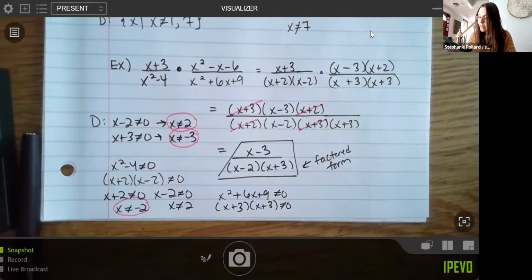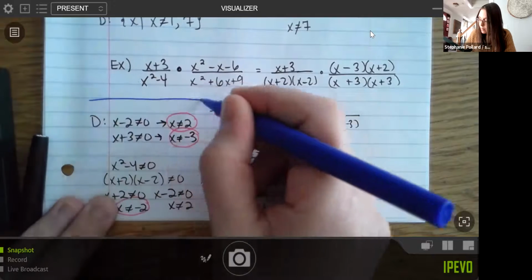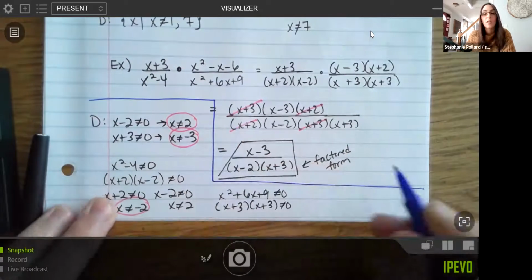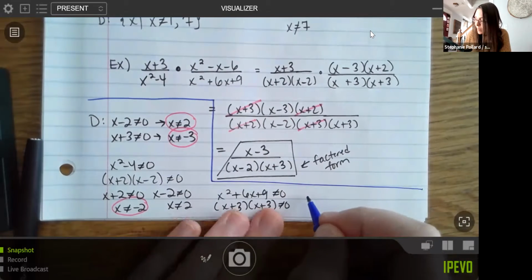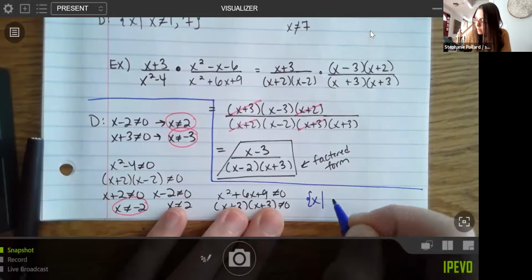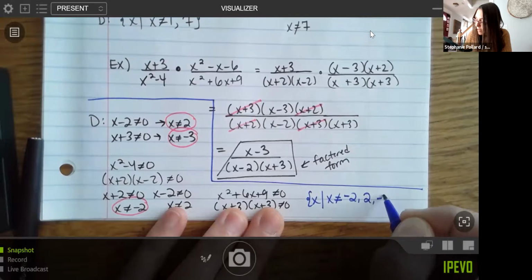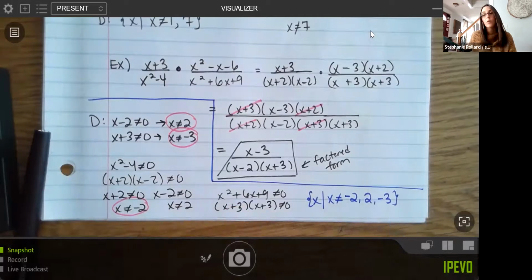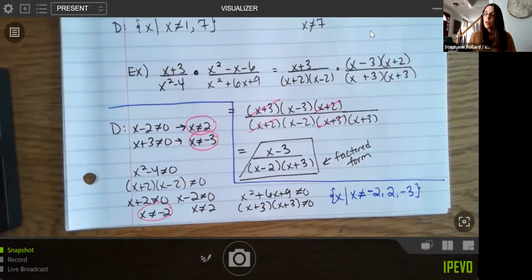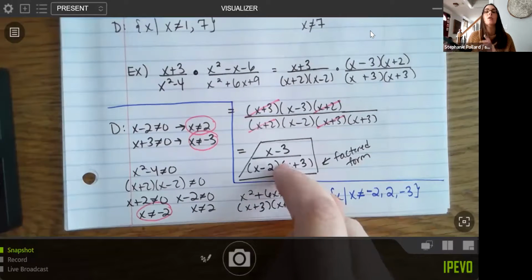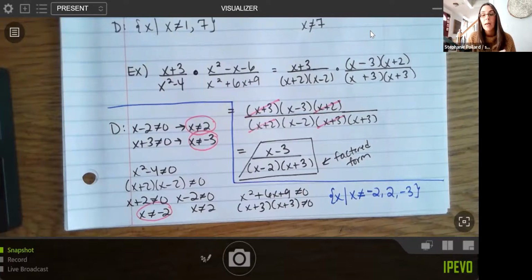So there are 3 values altogether that I need to exclude from my domain. And again, I'm just going to use set notation to save a little room here. So x cannot be negative 2, positive 2, or negative 3. So just be careful when you're checking. Make sure you check your end result, but also make sure you check your starting problem, because you may have canceled a factor out, and there could be something there that you need to exclude for a value.